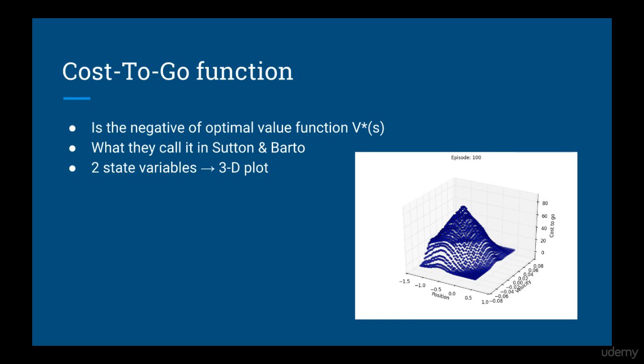One of the functions we'll be plotting is called the cost-to-go function, which is a strange name, but it's just the negative of the value function. This is what they call it in Sutton and Barto. Because the state space is only two variables, this allows us to plot the cost-to-go function as a three-dimensional plot, which we'll be doing in the code.